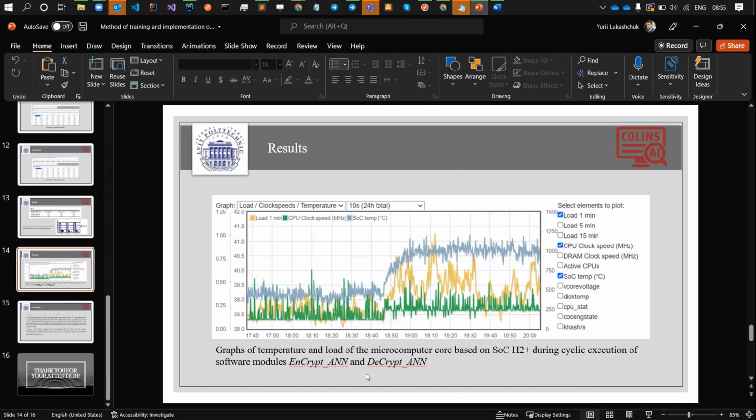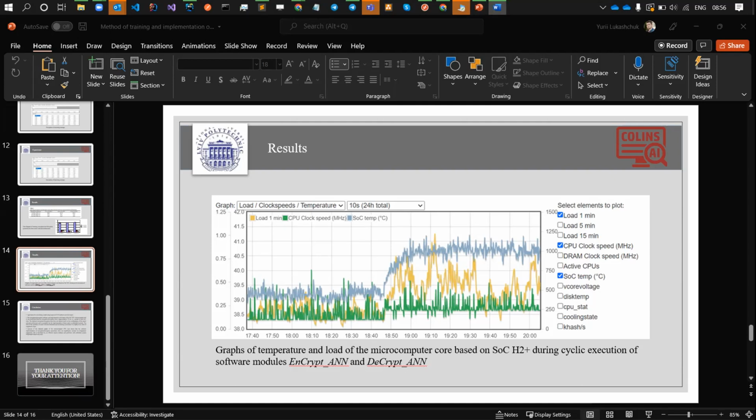The results of testing the implementation of neural network encryption and decryption of data show that the longest operation is the formation and training of the neural network, and its execution time on the microcomputer is about 200 milliseconds and does not depend on the architecture of the selected neural network. On the other hand, the execution time of neural network cryptographic encryption and decryption of data blocks when implemented on the microcomputer is from 30 to 38 milliseconds and 23 to 35 milliseconds, respectively.